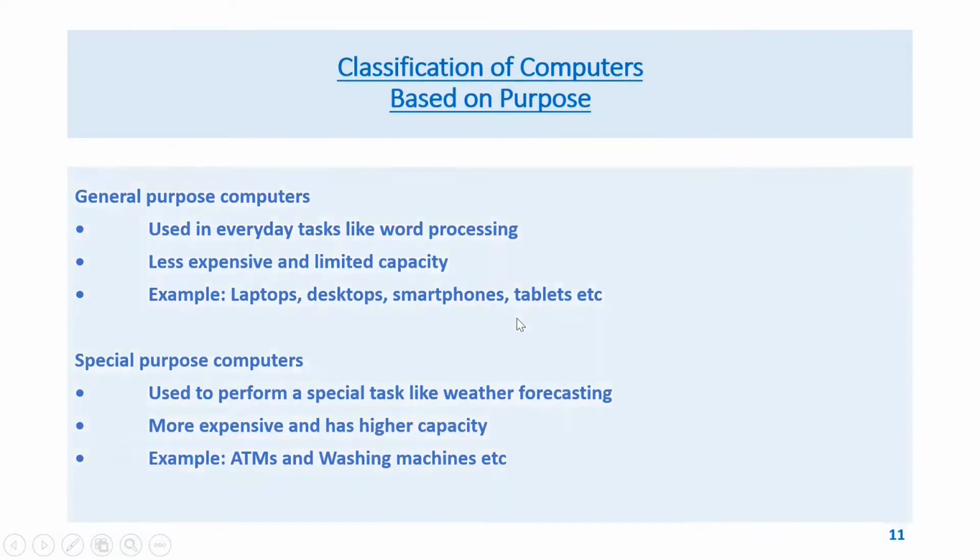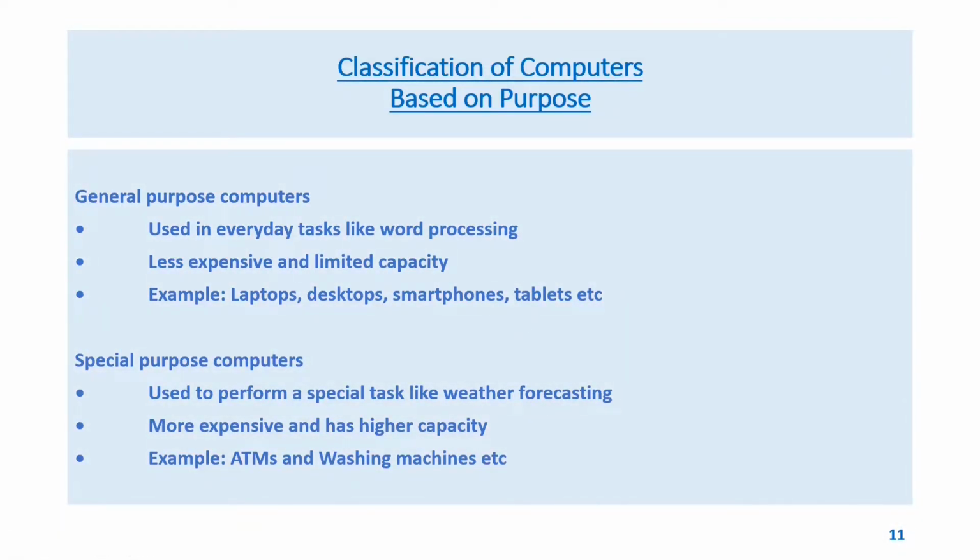General purpose computers are used in everyday tasks like word processing, etc. And they are less expensive and of limited capacity. Examples are laptops, desktops, smartphones, tablets, etc., which we use in everyday life. Special purpose computers are used to perform a special task like weather forecasting. They are most expensive and have higher capacity. Examples: ATMs, washing machines, etc.